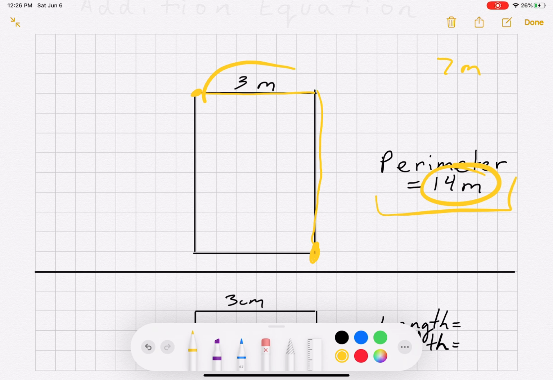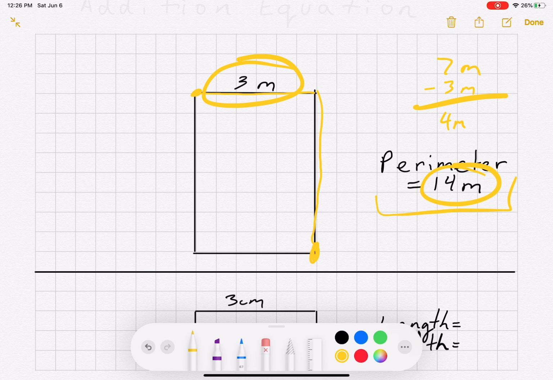And I know 3 of those meters, so I can take 3 away from 7, and I can very easily find out what this side is here. Okay, so I've gone 4 meters around. Can anybody find a different way that they could have figured that out? If you can, I think there's 3 different ways. You can send those to me for bonus marks.